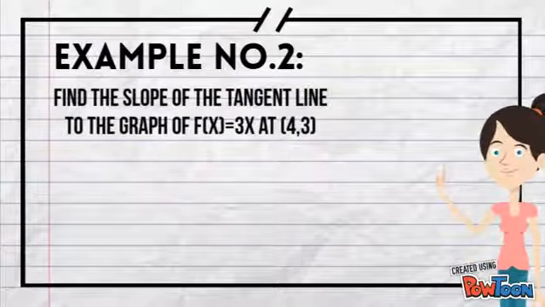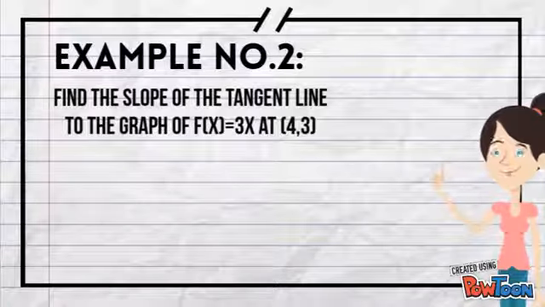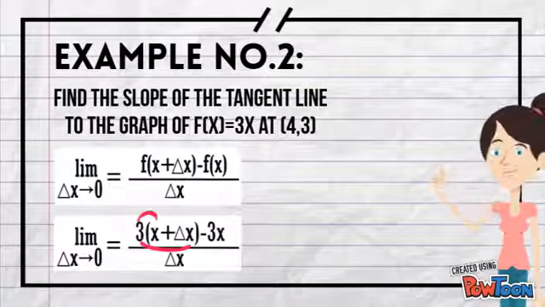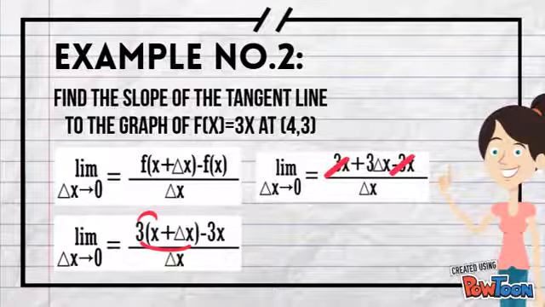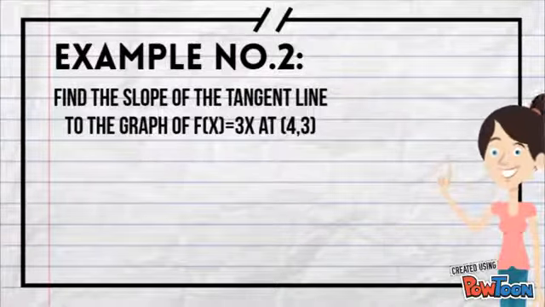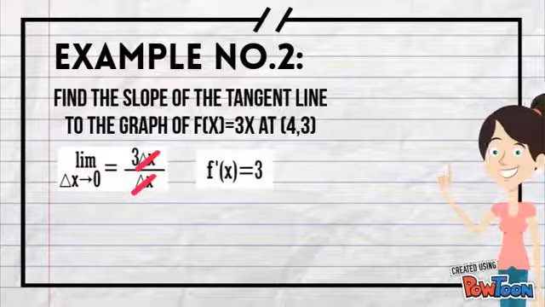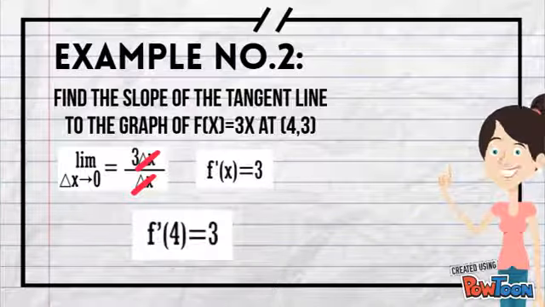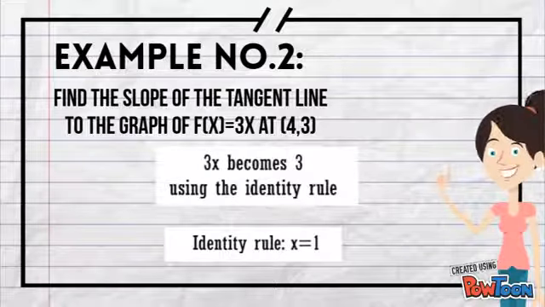Second example, find the slope of the tangent line to the graph of f of x equals 3x at x equals 3. We will again substitute the function to the formula, and then we distribute 3 to x plus delta x, and then we cancel similar terms, which results in 3 delta x over delta x. After getting 3 delta x over delta x, we can now cancel delta x. Now we have found the derivative of the function, and since we can substitute 4 to the derivative, 3 remains the same. You can also find the derivative of the function using the identity rule.